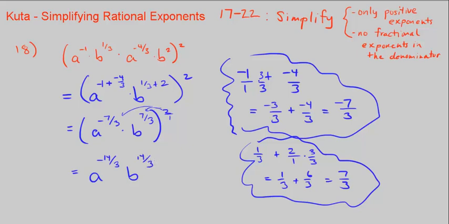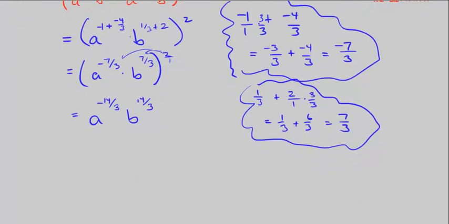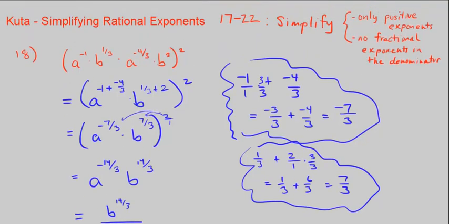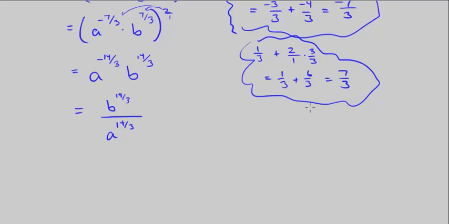Okay? So also we need to make sure we don't have any negative exponents. And so we're going to move this negative 1 into the denominator. We get b to the power of 14 over 3 over a to the 14 over 3. Now it's going to be positive 14 over 3. And the directions say no fractional exponents in the denominator. So I'm okay with this answer, right?